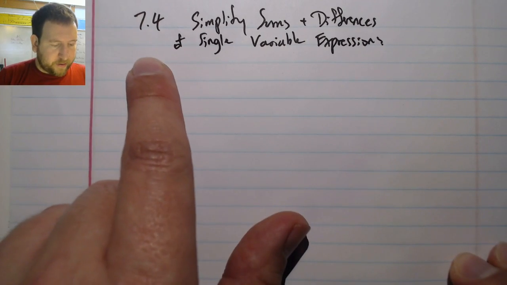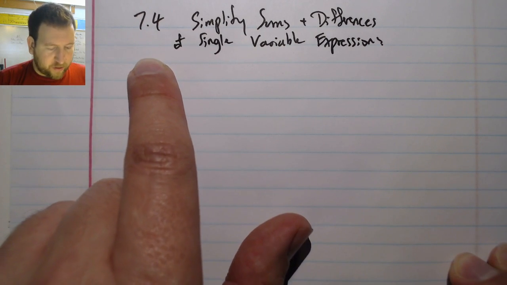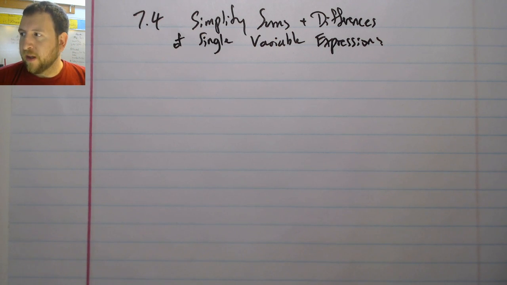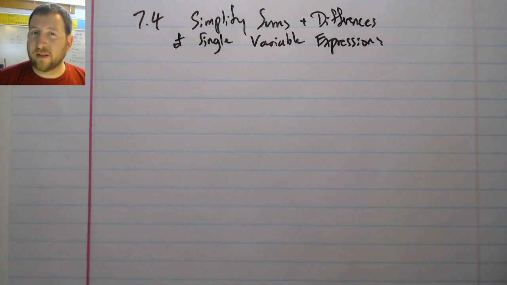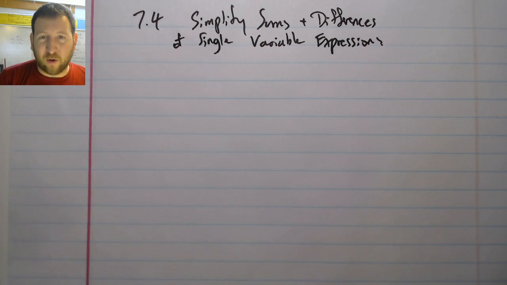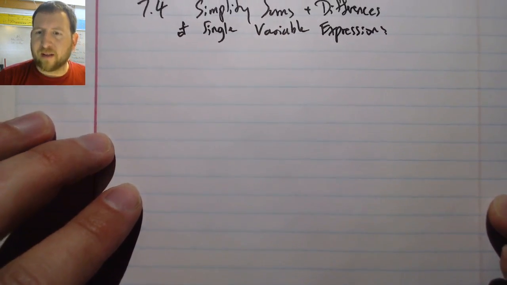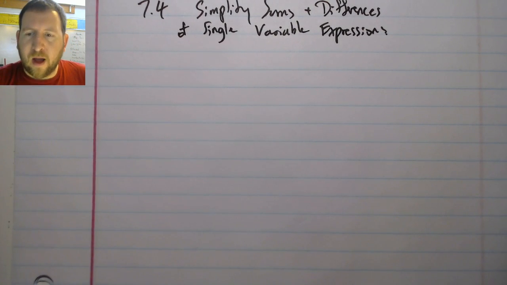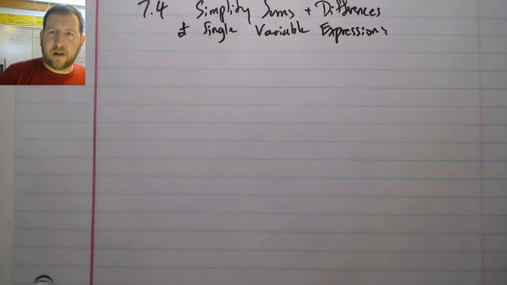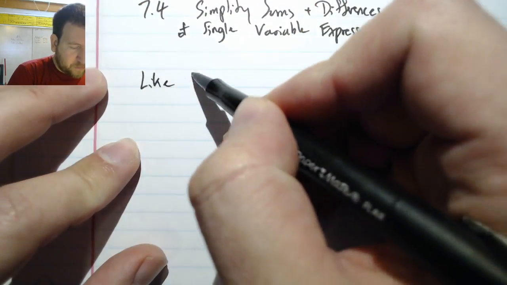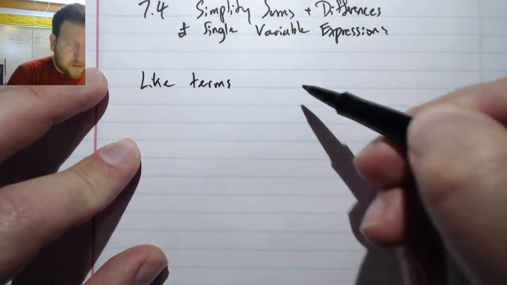Alright, today I want to talk about section 7.4, simplify sums and differences of single variable expressions. Now, the name is way longer than this section. In fact, I'm going to do this one really quick because I'm not a huge fan of the homework part of it because it's really simple. The thing that we want to talk about in this section again is like terms and combining those like terms.